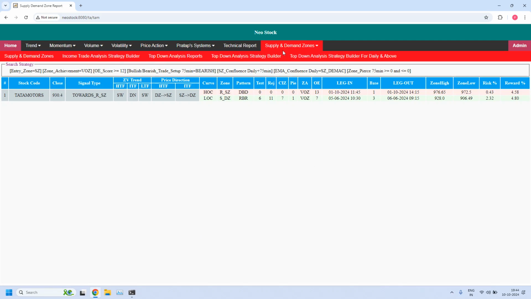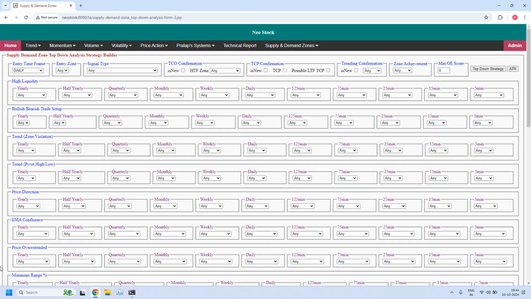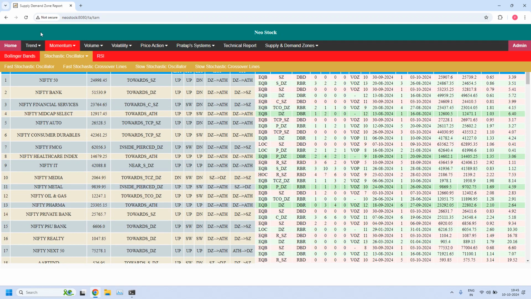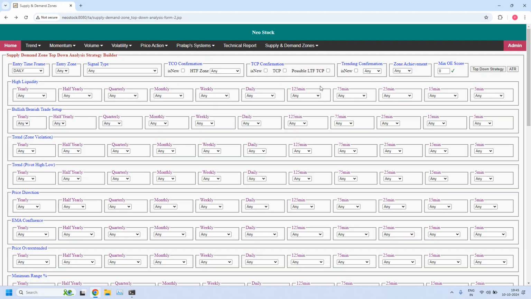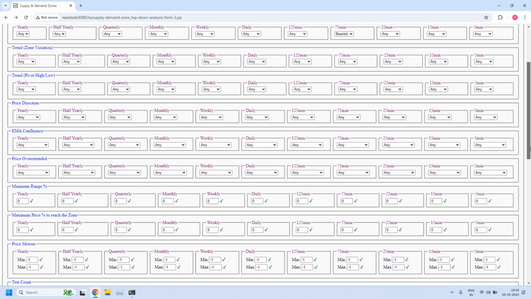Okay, next let us look for LTF, ITF, HTF confluence. I need to remove the EMA filter. I think previously how many we got? Okay, how to remove this daily EMA confluence.